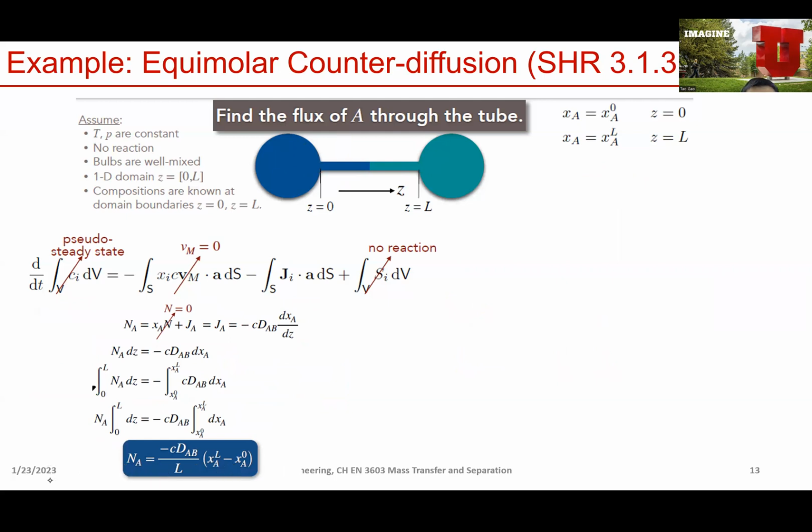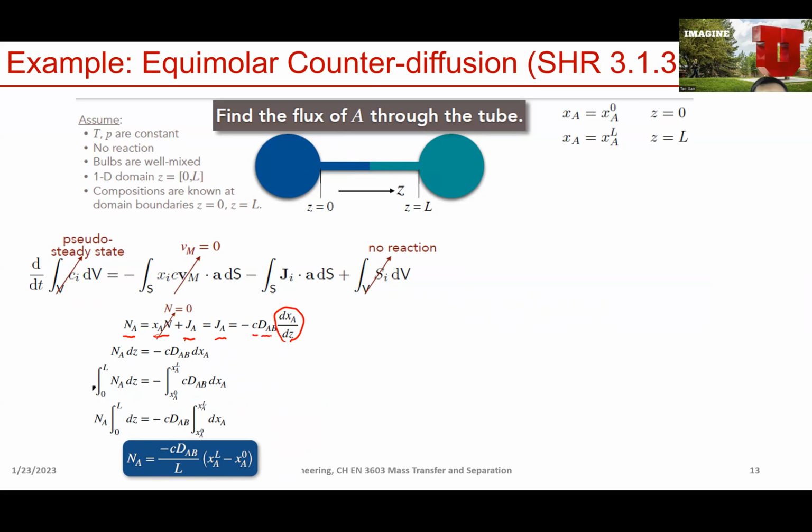So here's what we're going to do. Start from here, right? The total mole flux NA equals two parts. This is a convective part, that's 0 because we do not have bulk flow, plus the diffusive flux. And the diffusive flux, by using Fick's law, can be related to the derivative of the mole fraction in z direction, multiplied by the concentration and the diffusivity.